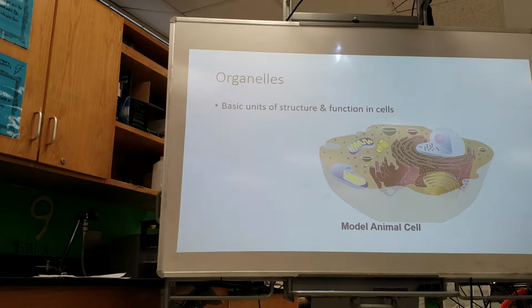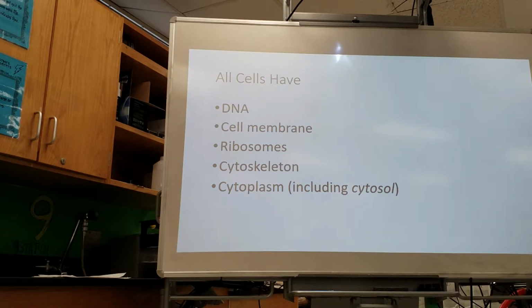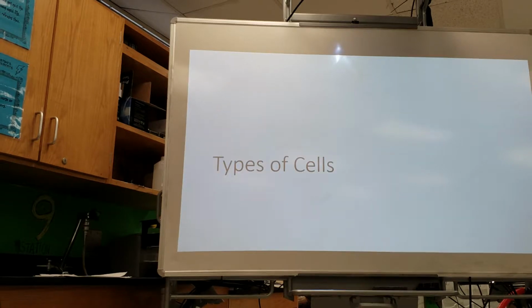All right, let's talk physical structures of cells now. Organelles, the basic unit of structure and function. All cells have the following things. They have DNA, they have a cell membrane outside of themselves, they have ribosomes, they have a cytoskeleton, and they have cytoplasm. That's like the base model cell. Any extras that you add on would make you a different type of cell.